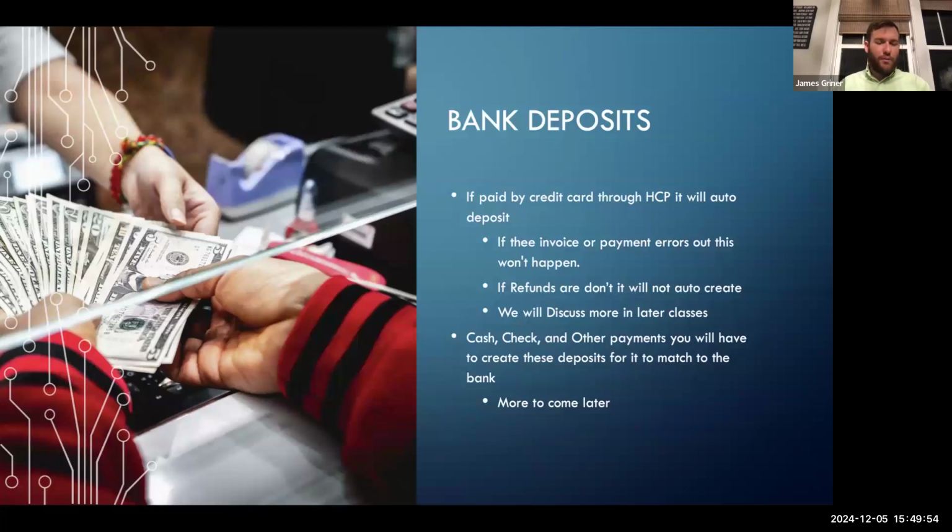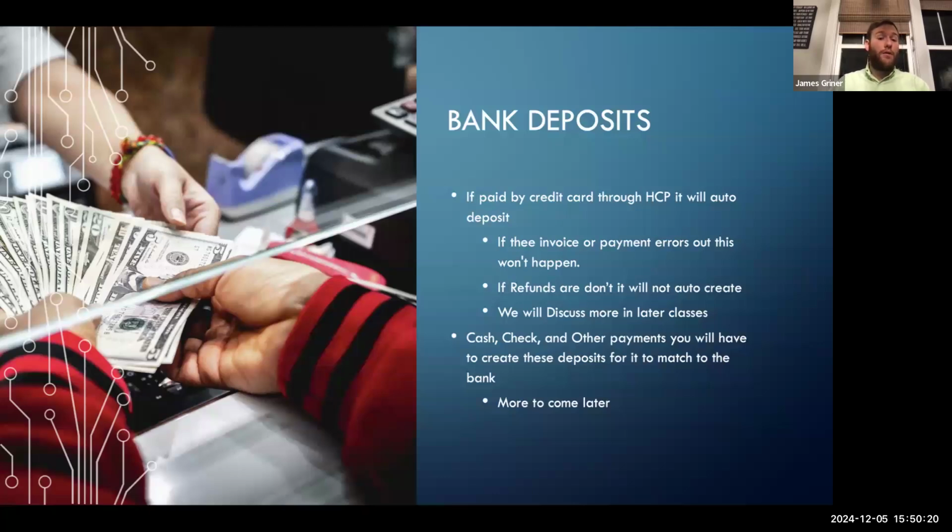If you've got ACH payments coming in, if you've got financing payments coming in, again, if you're using WiseTech with Housecall Pro, it's generally going to auto create those bank deposits, so it makes it really easy there. But if you're using Green Sky or Wells Fargo or Synchrony or some other financing company, you're going to have to create those bank deposits manually.